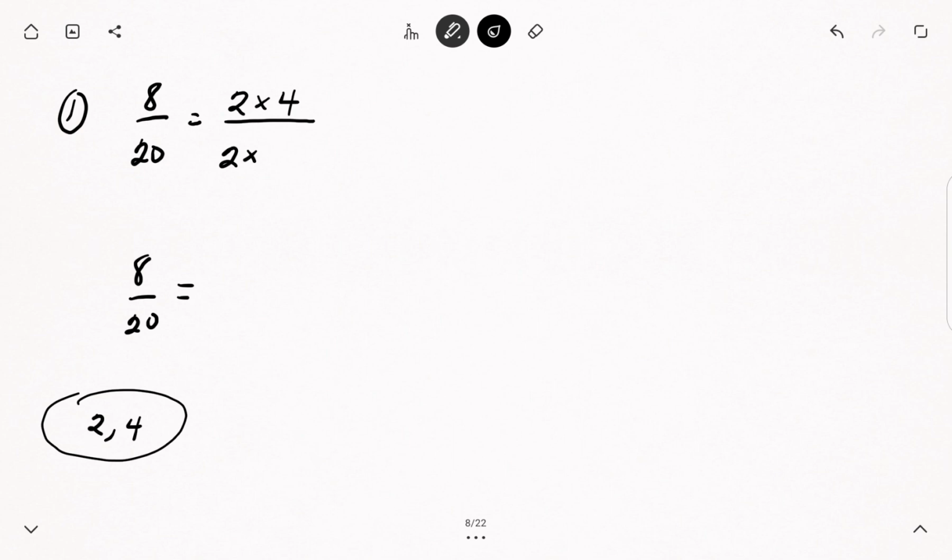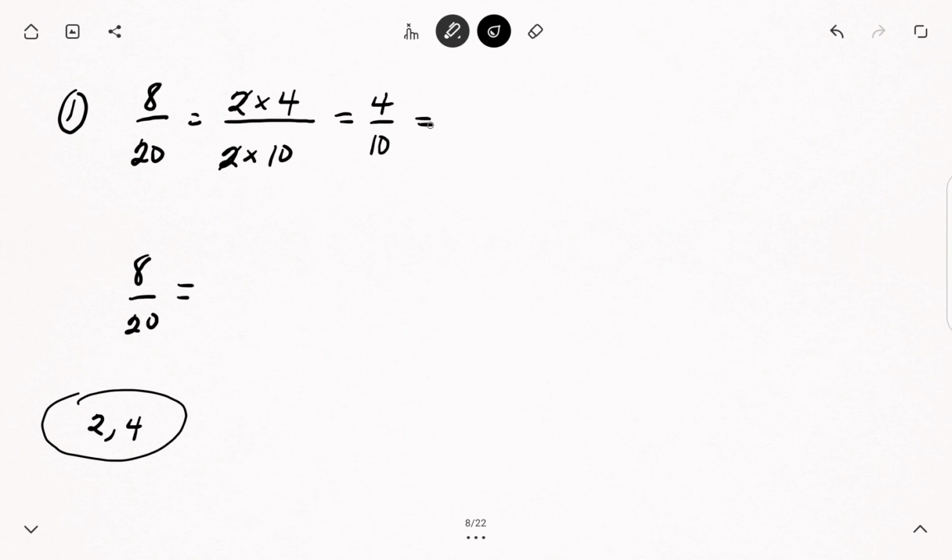Now for the second one, I have 2 here already. Now which number will I multiply by 2 to give me 20? That is equal to 10. So over here, I cancel the 2 and then the 2 here. I have 4 over 10 over here. Now if you look at 4 and 10, you realize that they are still somehow big and they can still be reduced because there's a number that can go into 4 and 10 again to further simplify it.